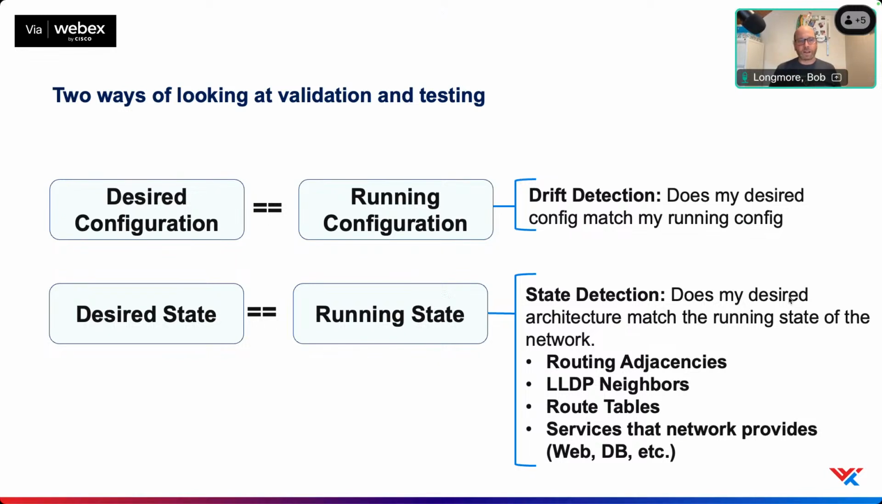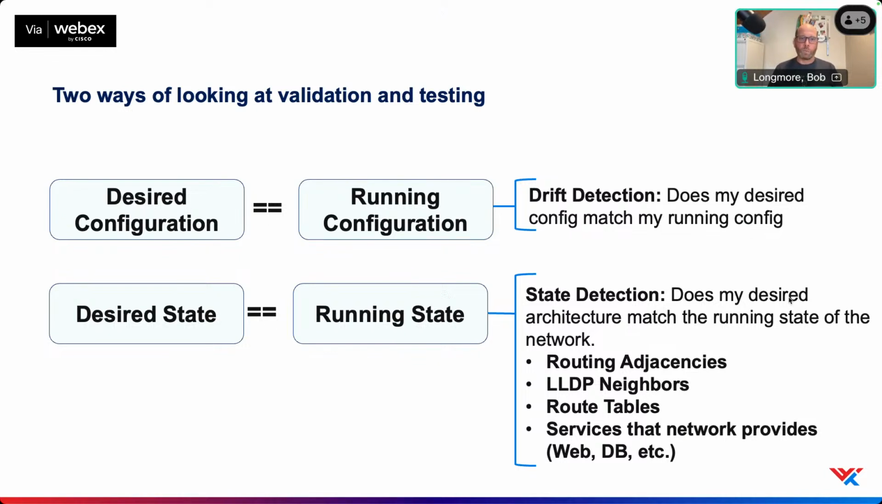Versus the state or the architecture. I have my network, I have these 50 routers that have routing tables and adjacencies. Is all of that stuff up and running? Is my BGP the way that it should be? Are my route tables full? Are they populated in the manner in which I expect? And also, are the services that my network provides up and running? Are the web services, FTP, audio services, well, whatever you provide over that network, are those up and running?